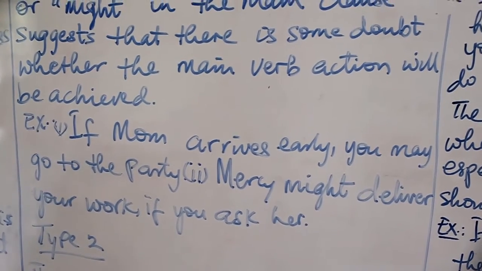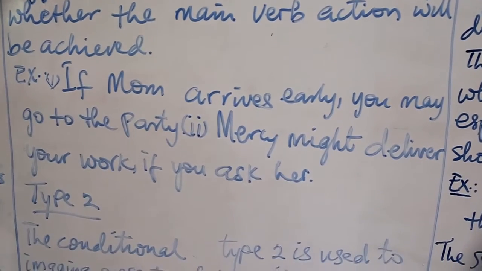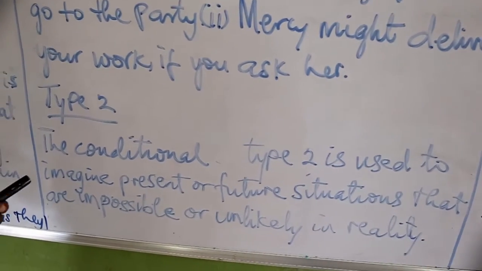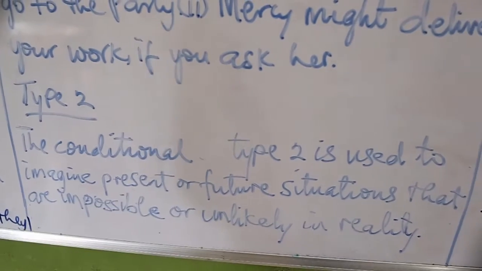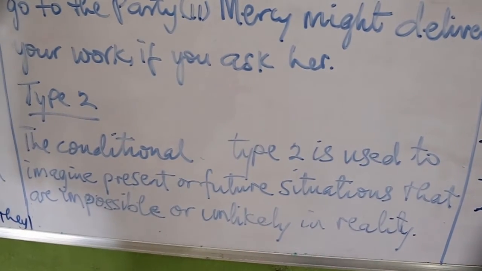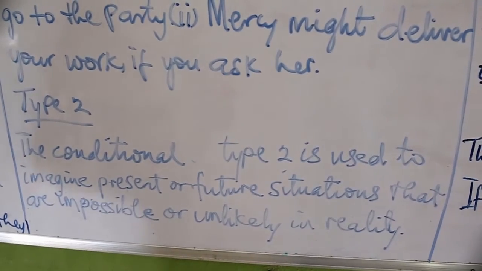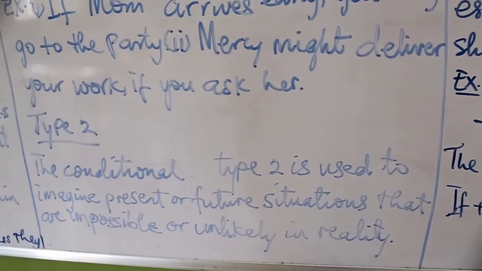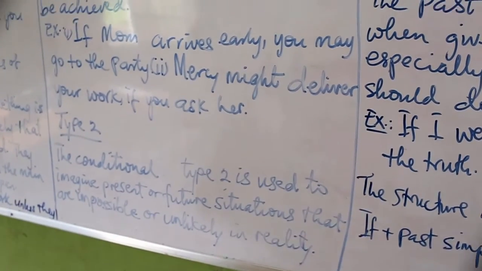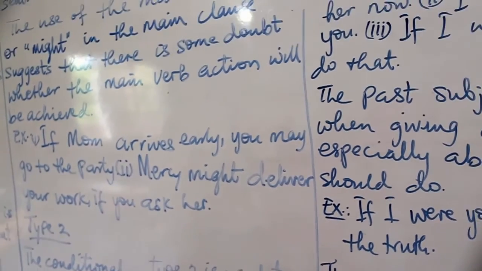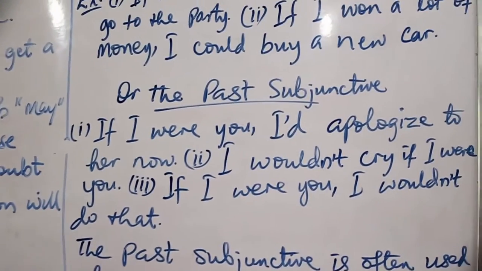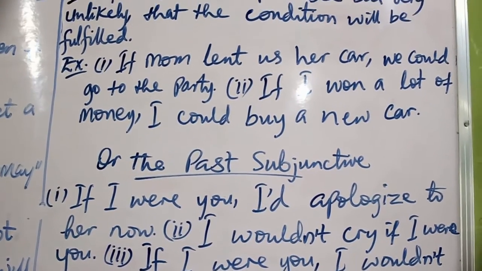Now, type 2 of conditional sentences. The conditional sentence type 2 is used to imagine present or future situations that are impossible or unlikely in reality. It implies that it is possible but very unlikely that the condition will be fulfilled.